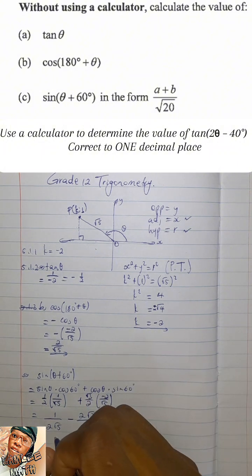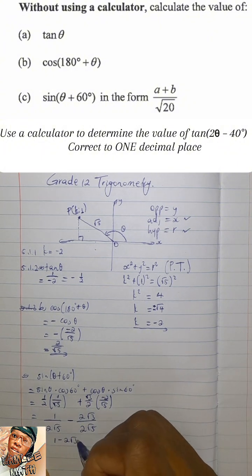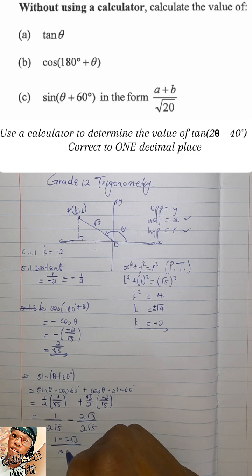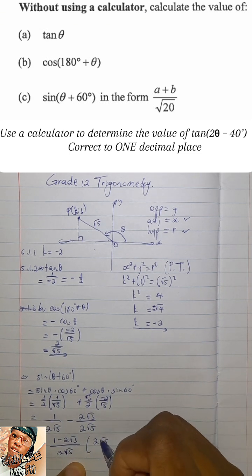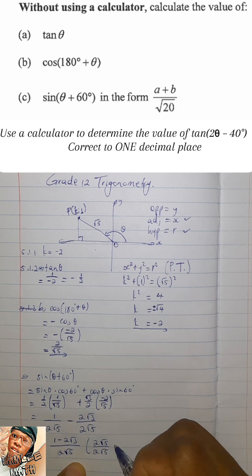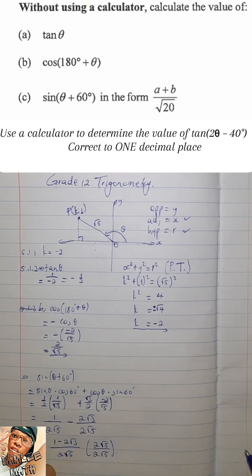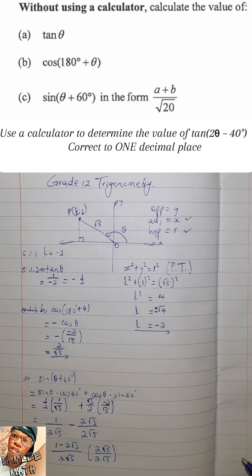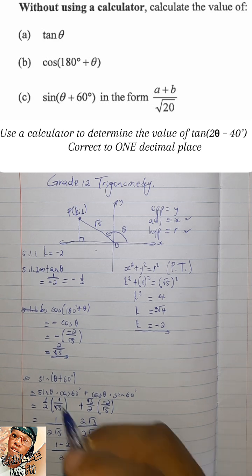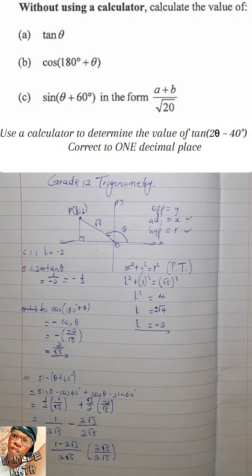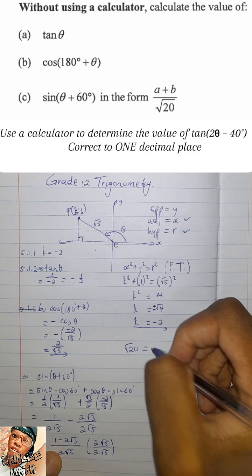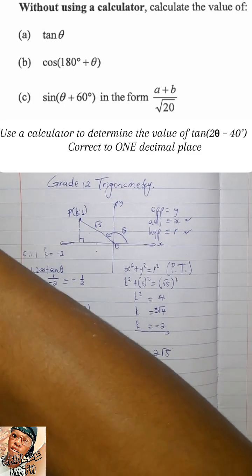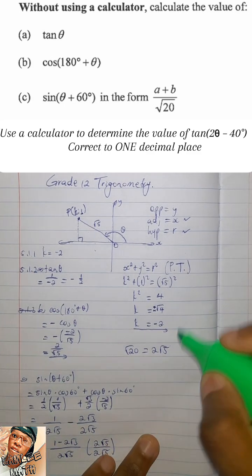So I'm going to write 1 minus 2 root 3, because we have the same denominator, 2 root 5. What I'm going to do is multiply both the numerator and the denominator by 2 root 5. I don't know if that's going to give me what I am looking for. I don't think that's going to give me what I'm looking for. Let me check. Is root 20 equal to 2 root 5? Let me just check that. If it is equal, then I'll just change that.